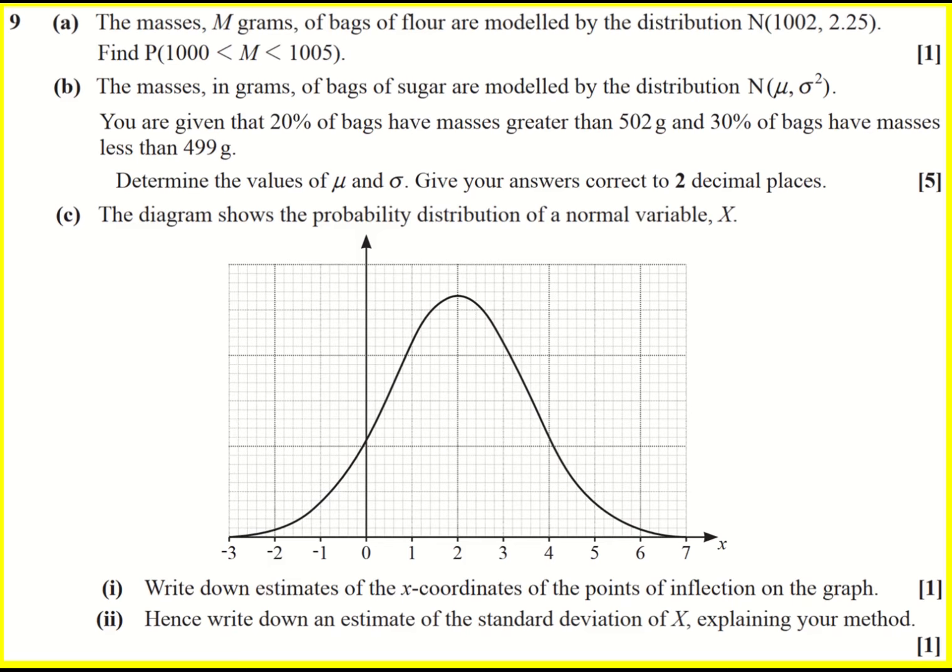The masses m grams of bags of flour are modeled with this distribution. So the variance is 2.25, which means the standard deviation is that square rooted, which gives 1.5. I always think it's just good to write that down so you don't accidentally put 2.25 into your calculator. Then we're asked to find this probability.